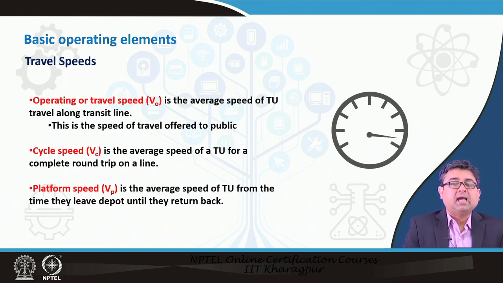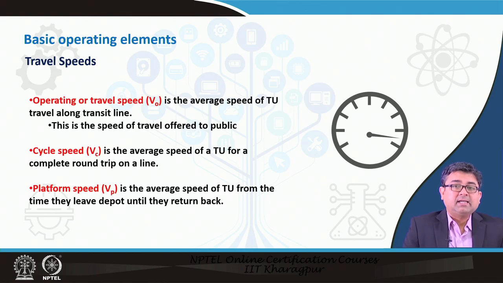So, the public then can calculate, okay, to travel 10 kilometers, this is the average speed that the transit vehicle is operating. So, I can reach my destination stop or station by this time. So, this is the element that is taken into consideration.